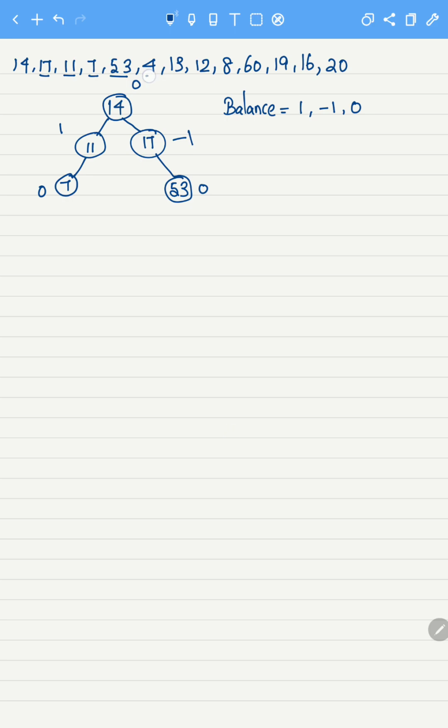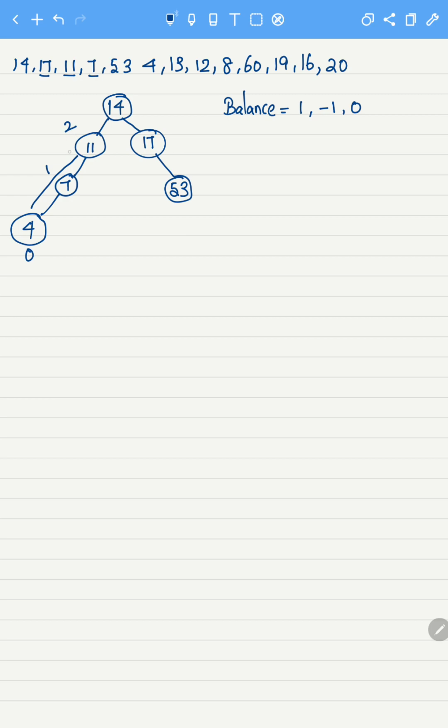Now the next element we are going to insert is 4. 4 is less, so we will insert into the left subtree. So we will insert here. Now you have to calculate the balance factor again. So here the balance factor will be 0. Here the balance factor will be 1 minus 0, so that will be 1. Here the balance factor will be the height, this one. Okay, the height is 2, 2 minus 0, so this will be 2.